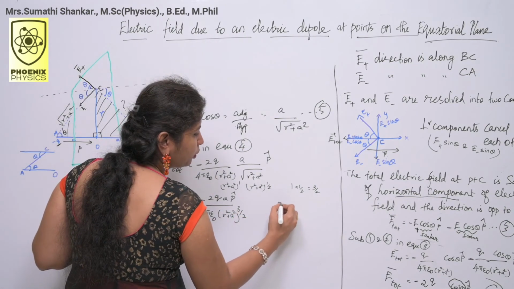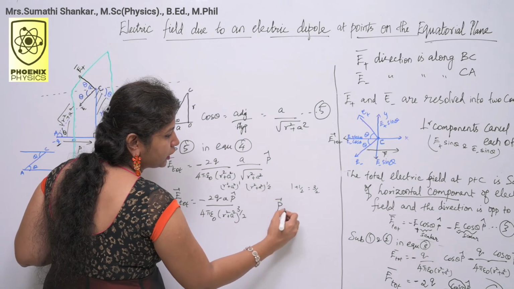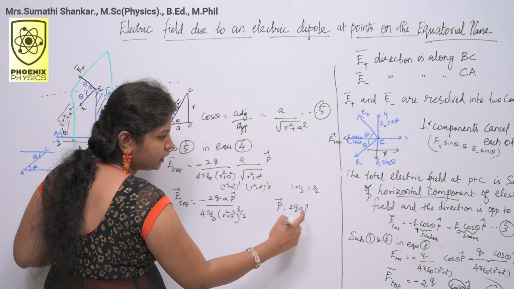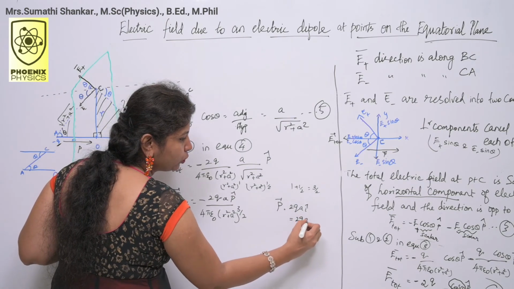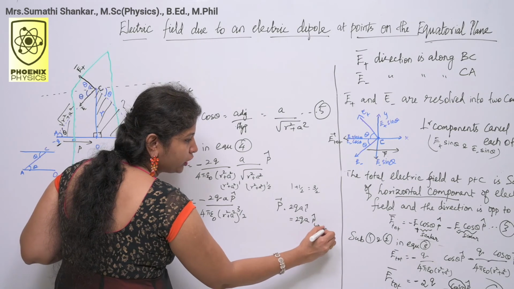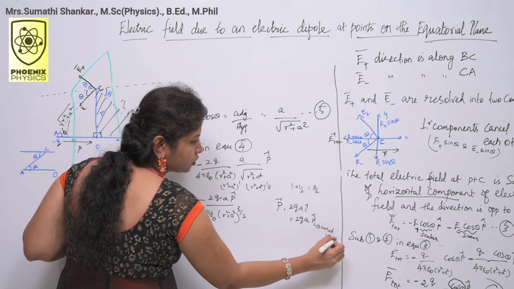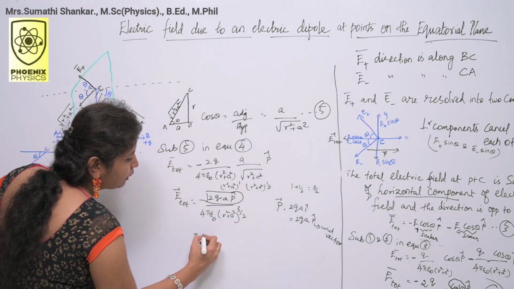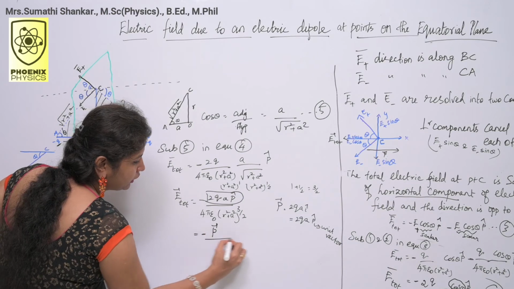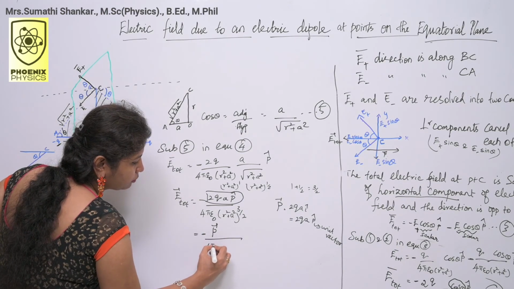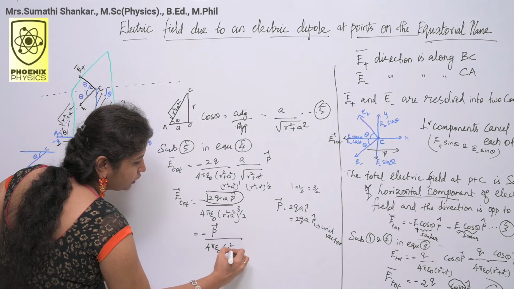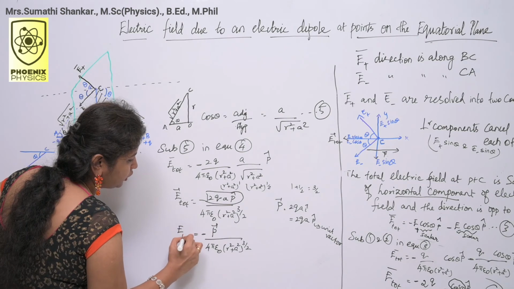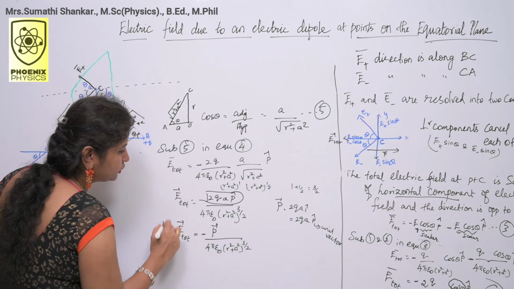You know the dipole moment formula. Dipole moment vector P is equal to 2QA I vector. Here I is the unit vector. Instead of I, I have 2QA P cap. P cap is also a unit vector. So instead of 2QA P cap, you can write minus P vector divided by 4 pi epsilon naught (R square plus A square) the whole power 3 by 2. This is my E total. This is our final answer.